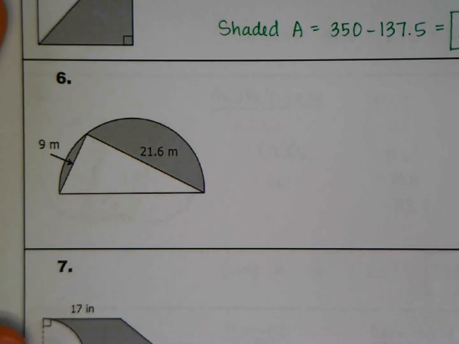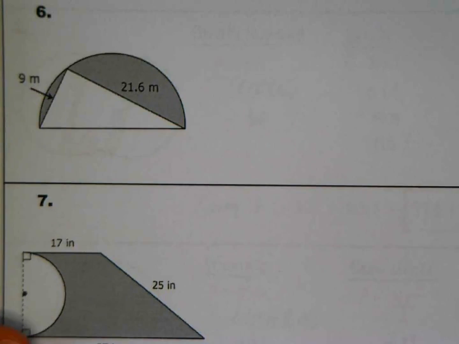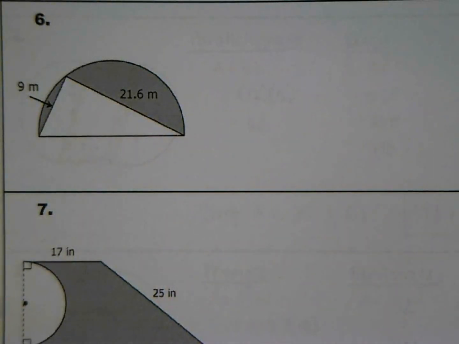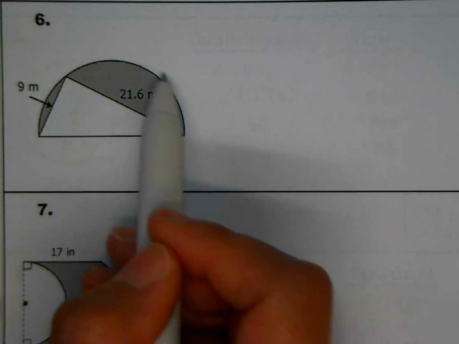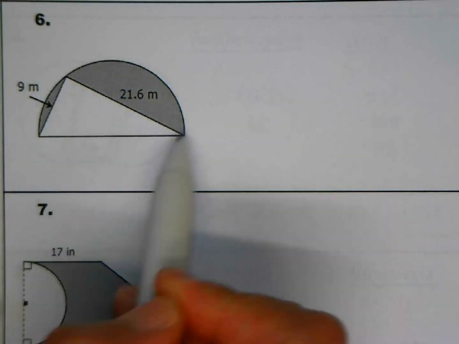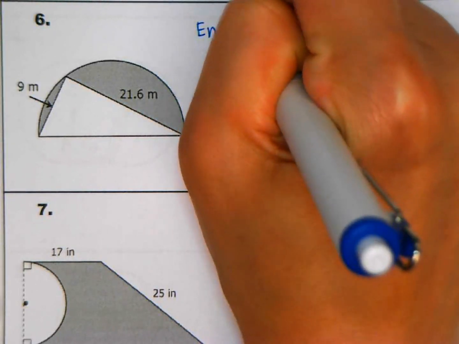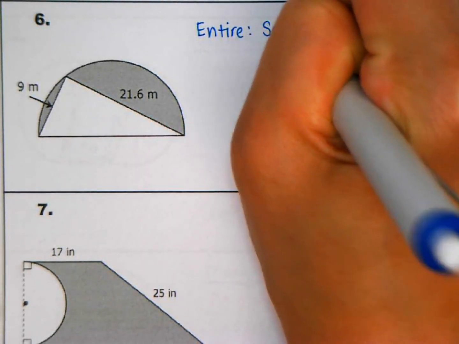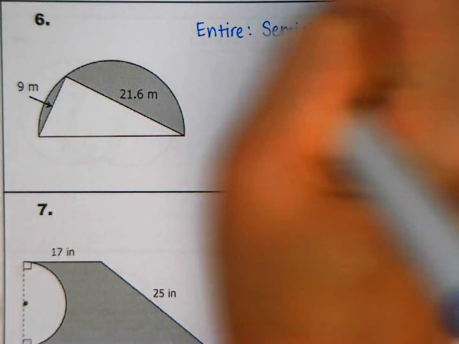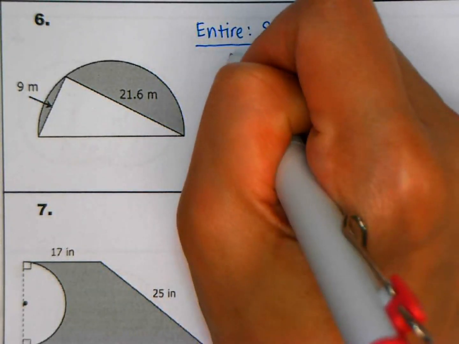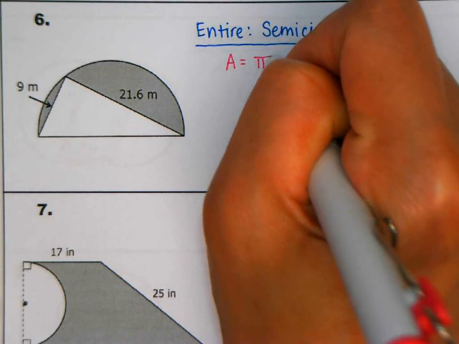Number 6, we have 2 more. Number 6, the entire shape, the outside, is a semicircle, which means it's half a circle. So if a circle's area is pi r squared, I'm going to cut that in half eventually.